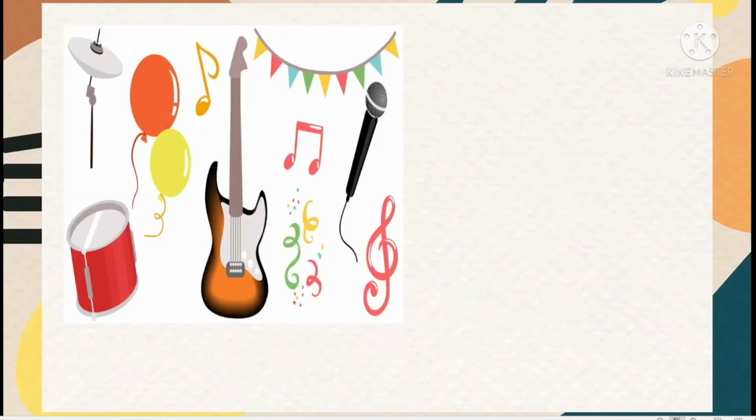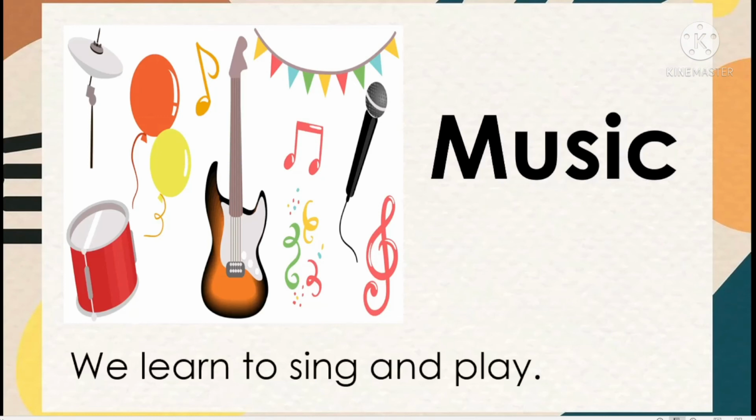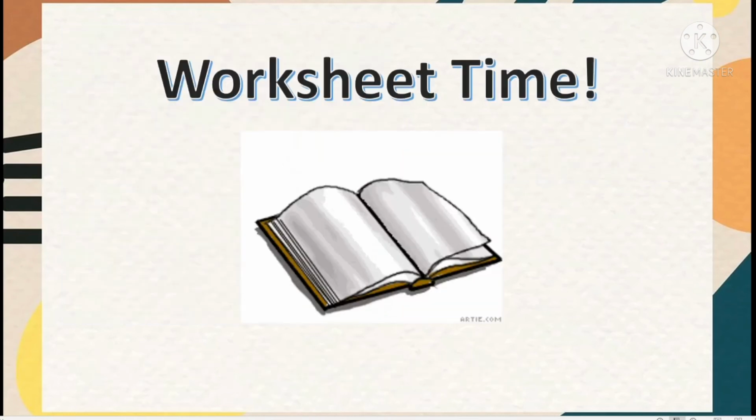Okay, this one. I can see a guitar. I can see a microphone. What kind of subject is this? Music. Very good. This is the music subject. And what do you do or learn in music subject? We learn to sing and play. Great. We learn to sing and play.